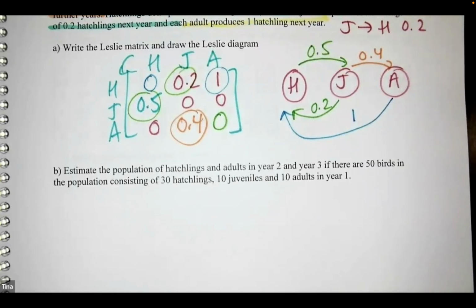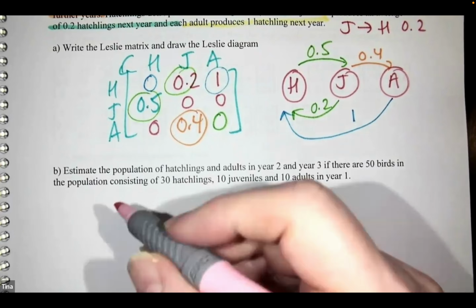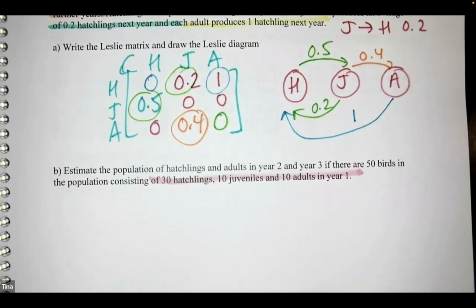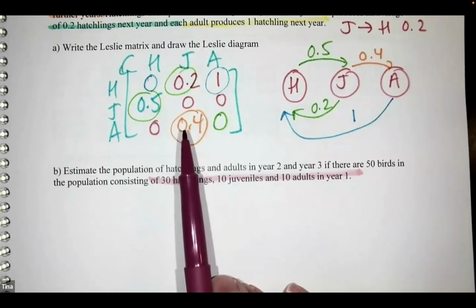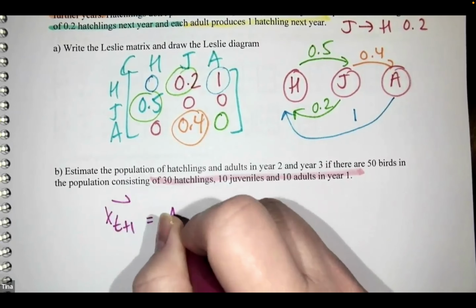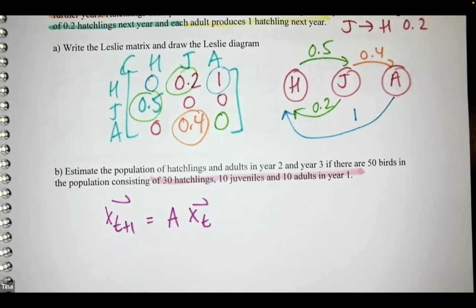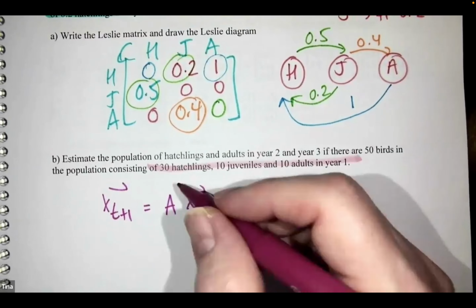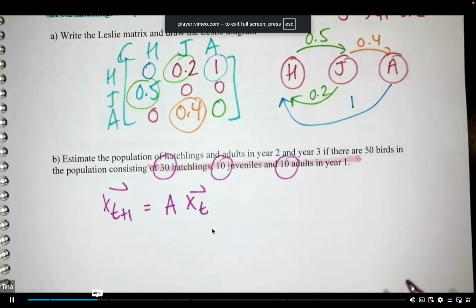Okay, so estimate the population of hatchlings and adults in years 2 and 3 if there are 50 birds in the population consisting of 30 hatchlings, 10 juveniles, and 10 adults. Okay, so we know that our vector is going to be this matrix times the vector before it. So it's going to be the A matrix times the one before it. So at the start, I have 30, 10, and 10.